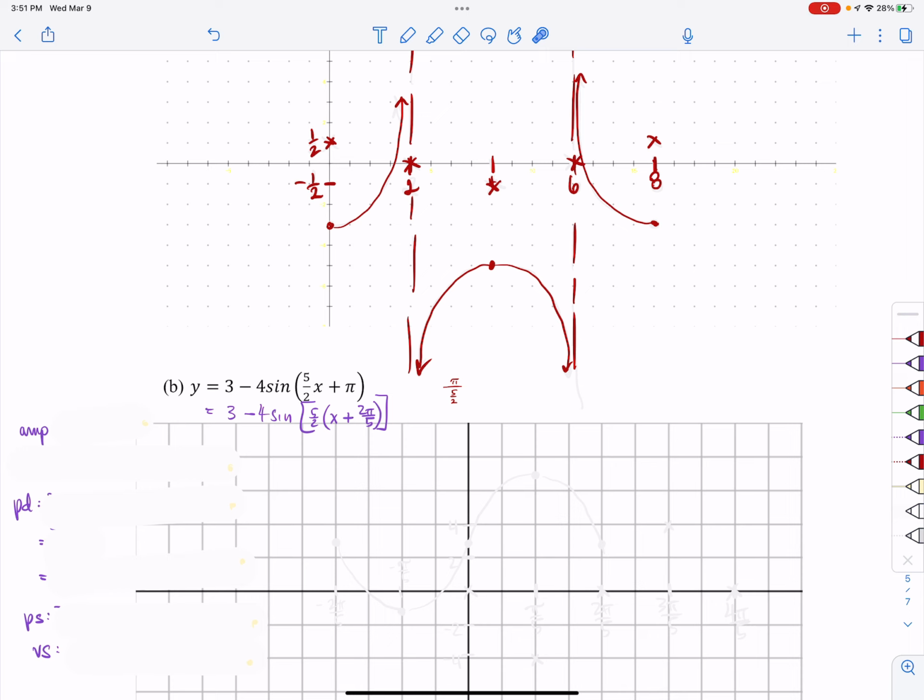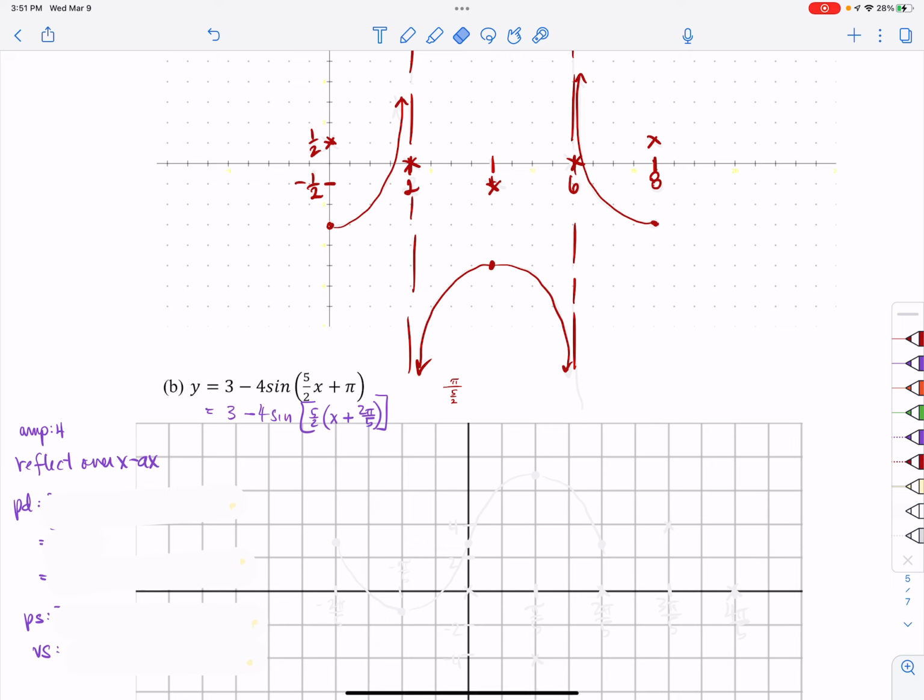All right, so now let's go ahead and list the things that we know. My amplitude is going to be 4. This is truly an amplitude because this is a sine graph. So it's truly an amplitude. Also, that 4 is negative, so I'm going to be reflecting over the x-axis.